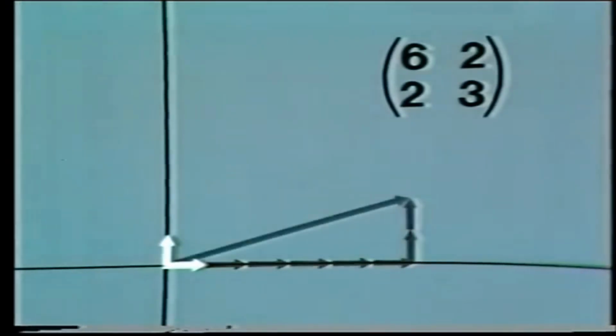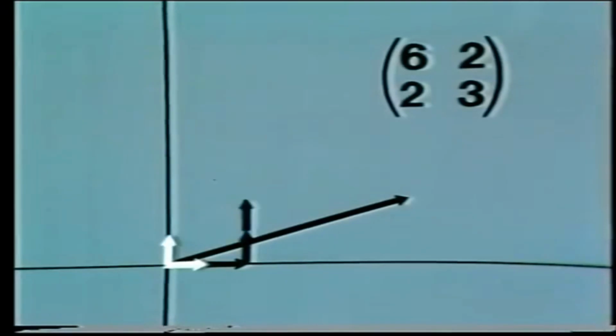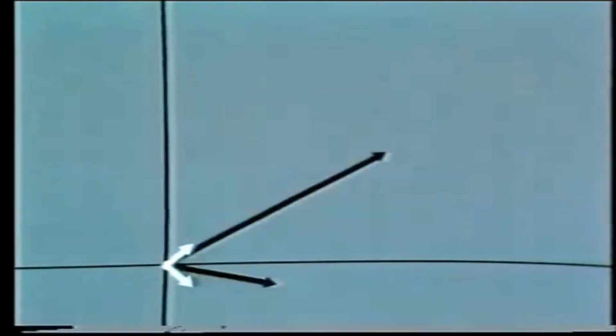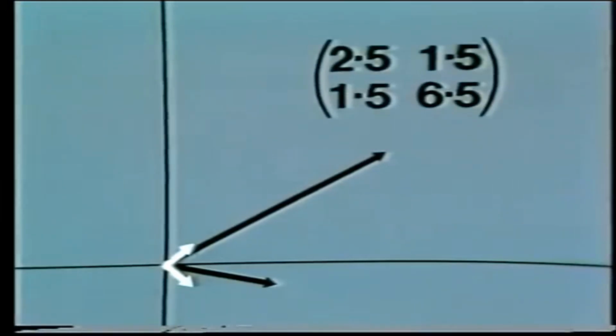Remember, the columns of a matrix just represent the images of the basis vectors. So the first basis vector gets mapped to 6 times itself, plus twice the second basis vector. And the second basis vector gets mapped to twice the first, plus 3 times the second. Now suppose we've chosen a different basis. Then the images of these new basis vectors would have been different, and the corresponding matrix would have changed.